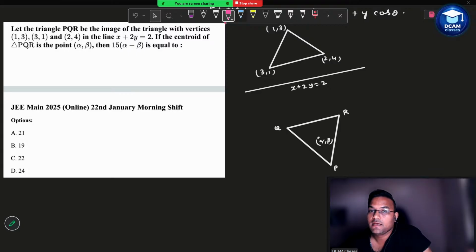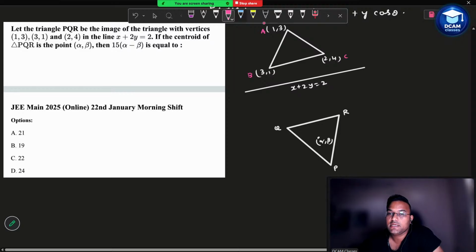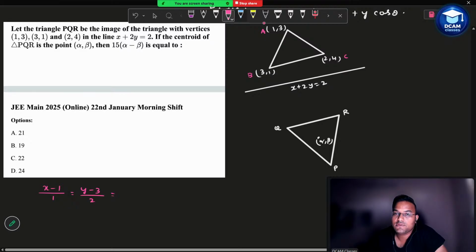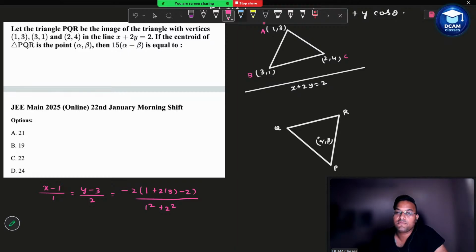See, when this is the line, for each point, let's say it is A, B, C, you have to find out a mirror image. (x minus 1) by A is equal to (y minus 3) by B is equal to minus 2 into (1 plus 2 into 3 minus 2) divided by A square plus B square, that formula. So you'll find out a mirror image using this. So let's say, can you give me the mirror image points you have got?